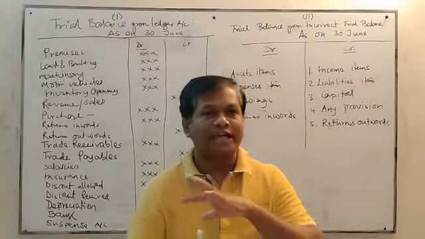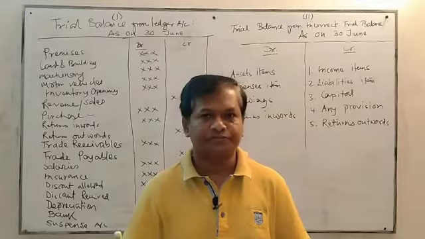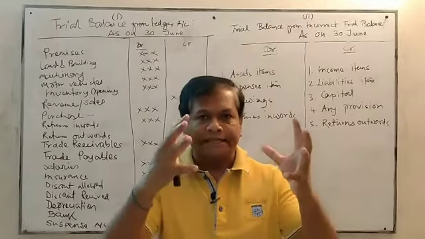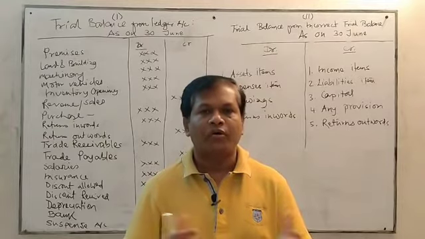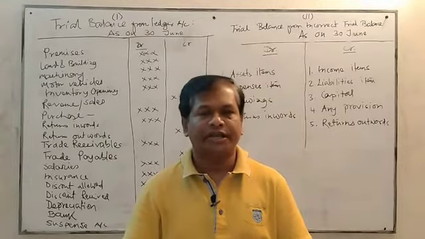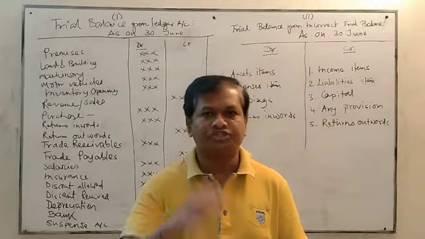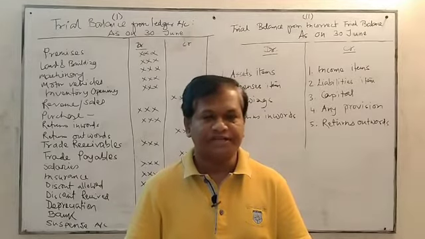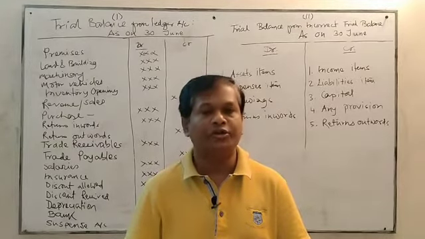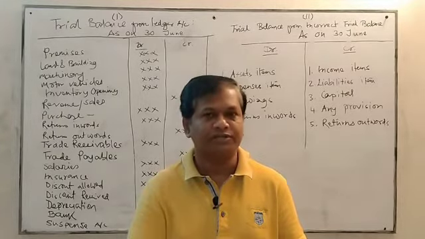First of all, asset items are to be debited. Then number 2, all expense items are to be debited. All drawings items are to be debited, and returns inward items are to be debited. These 4 items are to be debited: asset items, all expense items, returns inward and drawings items. These 4 items are to be written on the debit side.